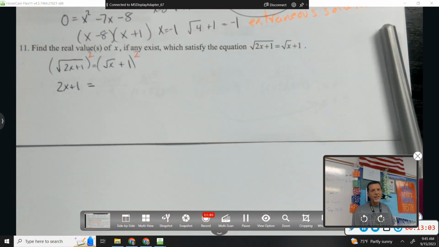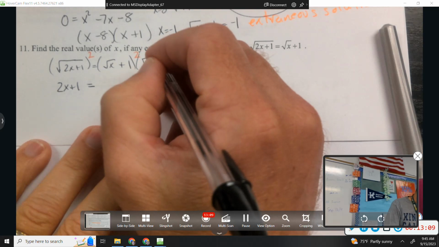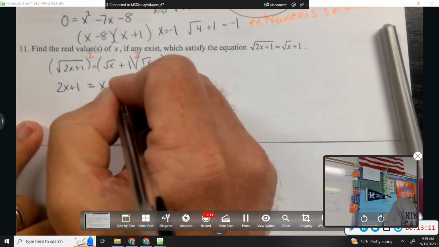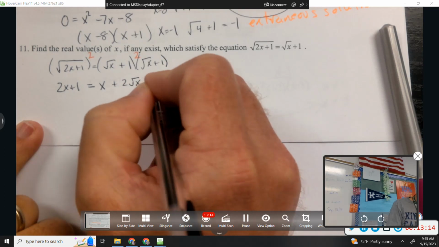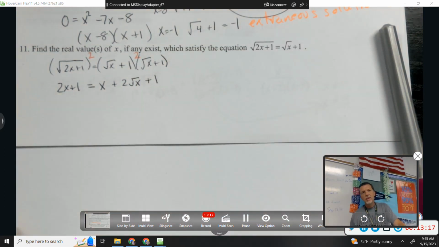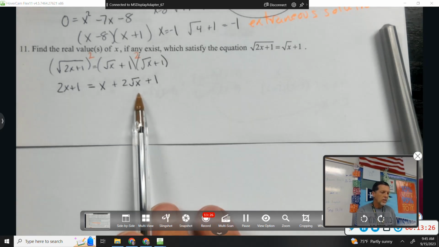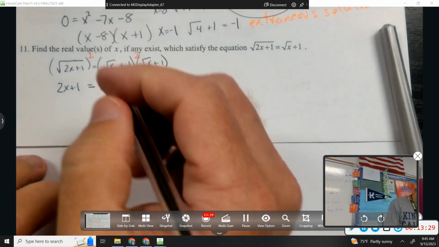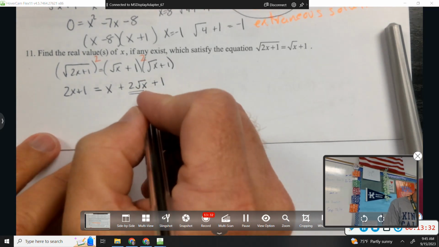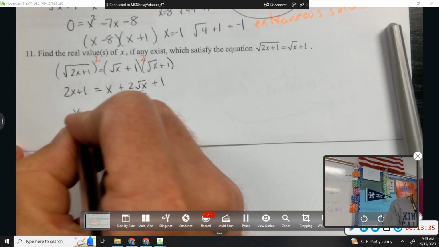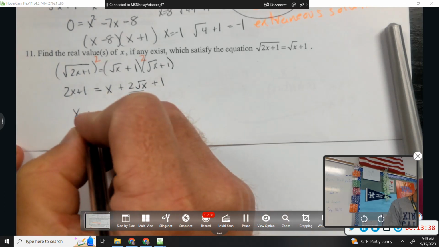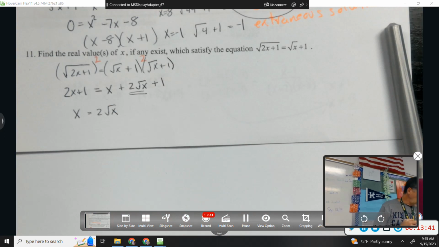The right-hand side does not become x plus 1, right? You've got to FOIL that. So if you need to write it out, do it. X plus 2 square root of x plus 1. So it cleaned up half my problem and made the other half worse. But I now only have 1 square root in there. So let's move things around to get this square root by itself. Subtract x from both sides, subtract 1 from both sides. So x equals 2 square root x.